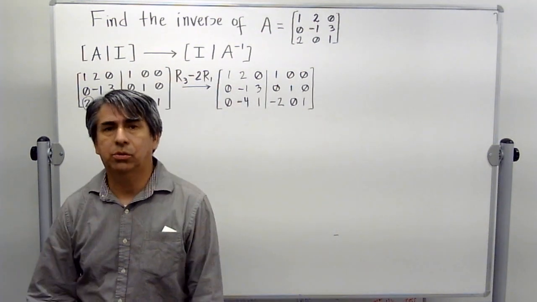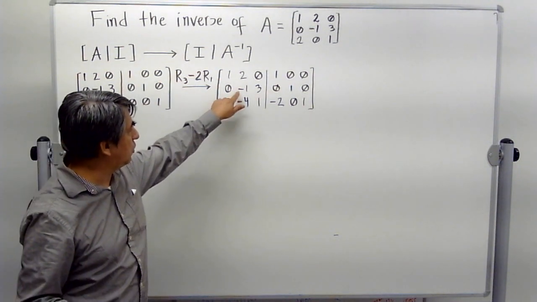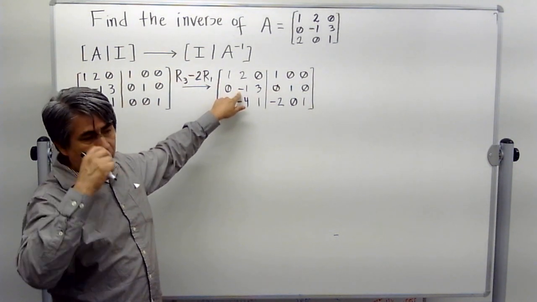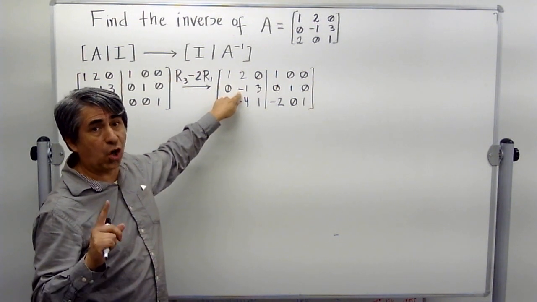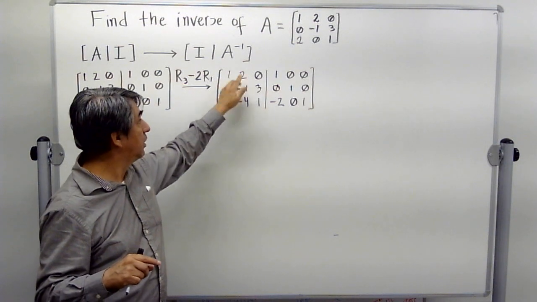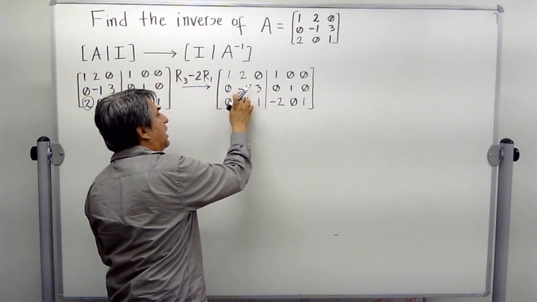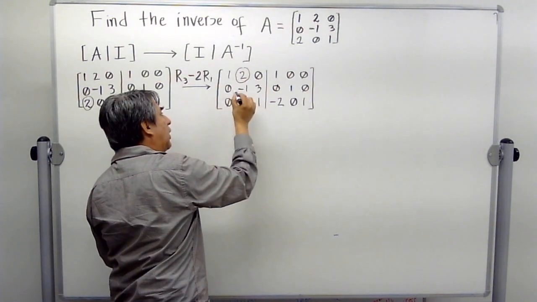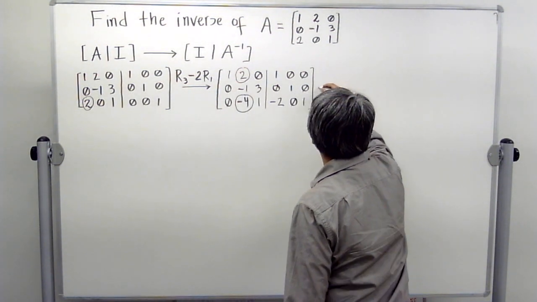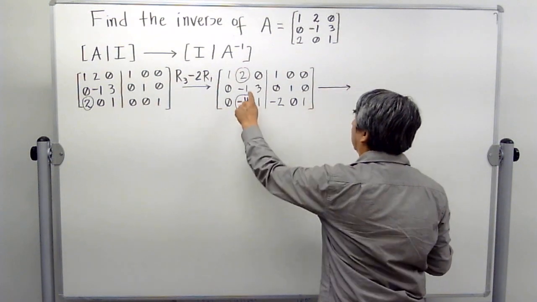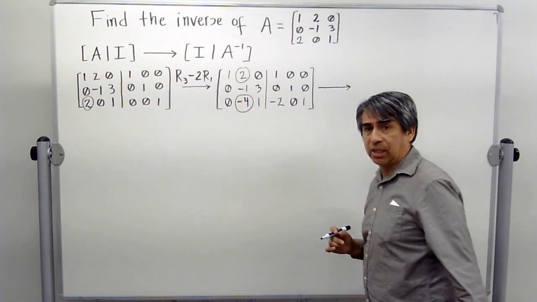Next, we go to the 2, 2 entry of the new augmented matrix and use it to eliminate every other non-zero entry in its column, in column 2. So we're going to use negative 1 to eliminate 2 and to eliminate negative 4. To eliminate 2, we're going to take row 1 plus 2 times row 2.